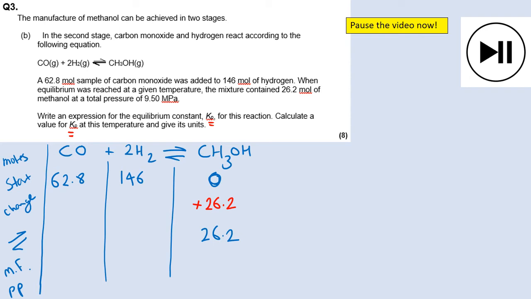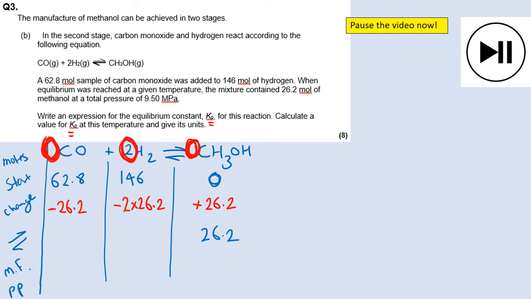That means that this would have gone down by 26.2, and this would go down by 2 times 26.2. So when you do this change, we take into account the molar ratios, because the CO and the CH3OH are 1 to 1, so they will increase and decrease by the same amount. However, the hydrogen, it's 2 to 1. This will change by twice as much.